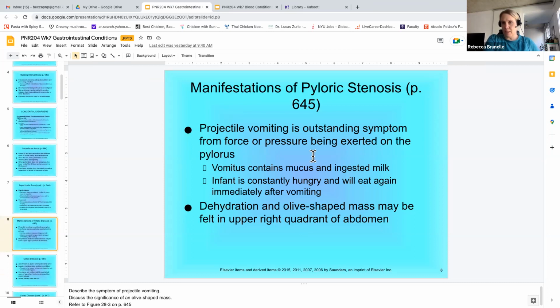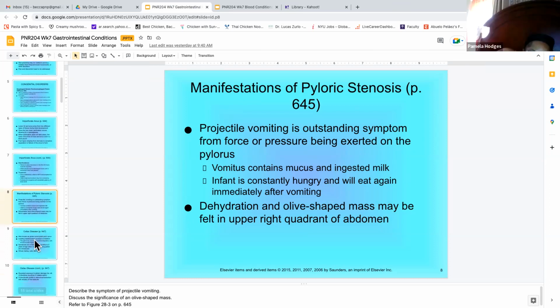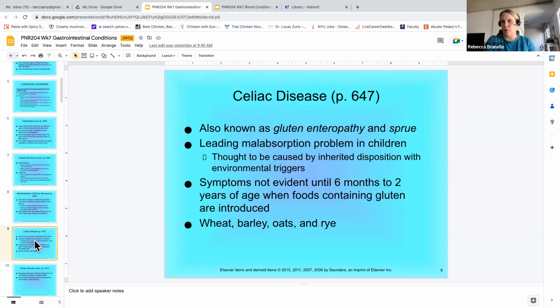So do you think these kids need surgery? Yes, to open it up. Yep, they're going to need surgery. So you're going to make them NPO and they're going to have surgery. Very good. Another sort of GI problem with kids is celiac disease.